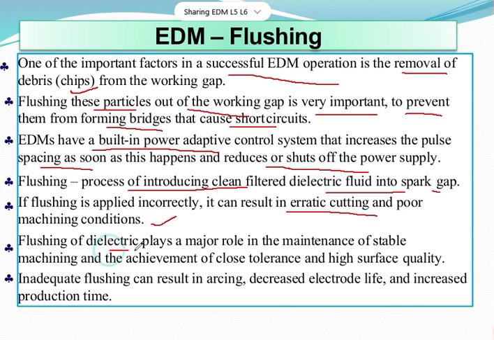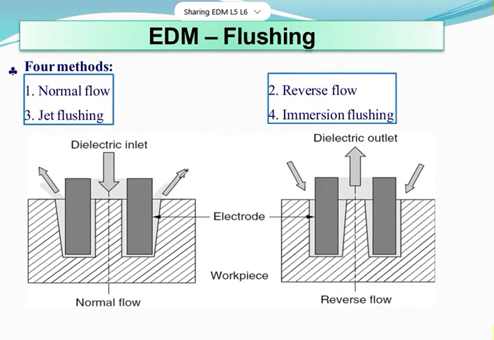Flushing of dielectric plays a very important role in maintaining stable machining and the achievement of close tolerance, and it also helps to get a high surface quality product. Inadequate flushing can also result in arcing. It decreases the electrode life and at the same time increases production time too. Thus, from all these points, you are able to see how important the flushing system is.